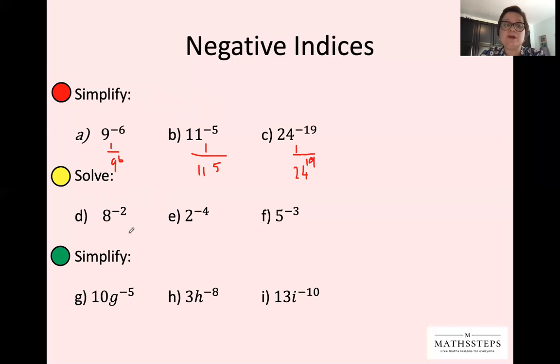And 8 to the power of minus 2, of course, is the same as 1 over 8 to the power of 2. And I'm going to let you do E and F independently.